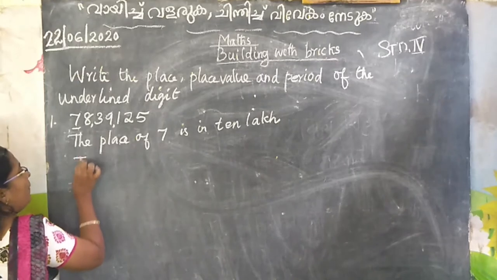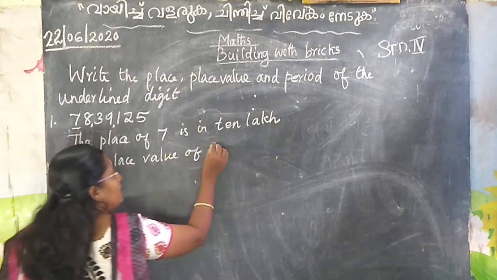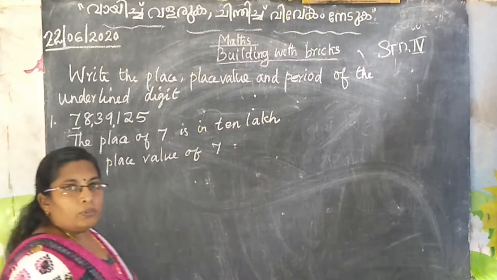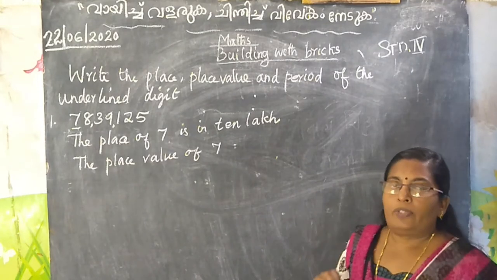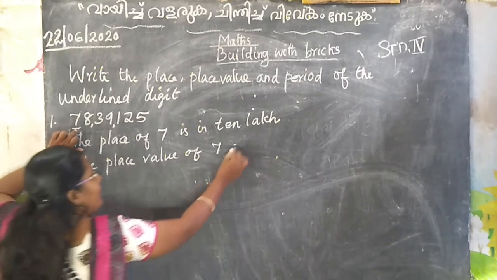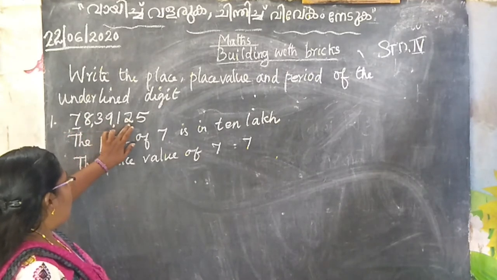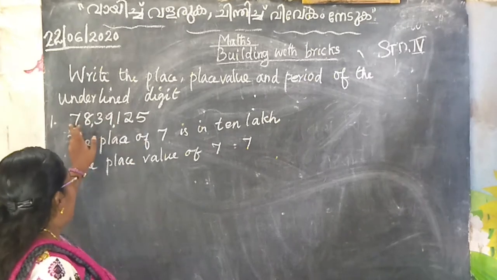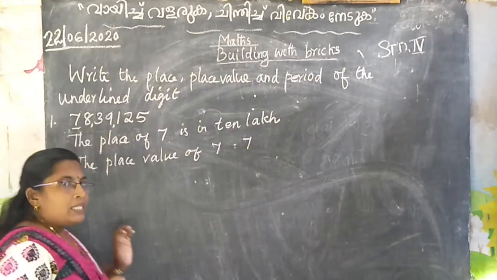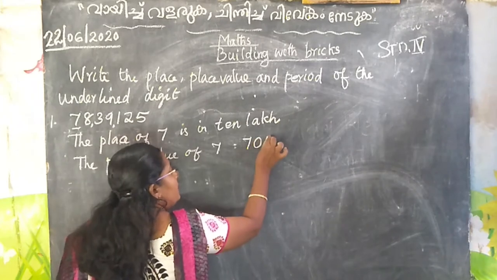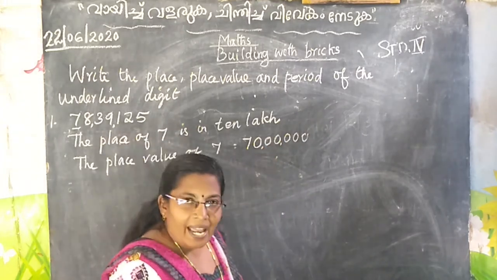Next is the place value. The place value of 7: 7 is in which place? The 10 lakh place. So what is the place value of that? Easiest one, right? That's 7. Then how many digits are there after it? 1, 2, 3, 4, 5, 6 digits. After 7, there are 6 digits. So you have to give 6 zeros. Now it is 70 lakh.